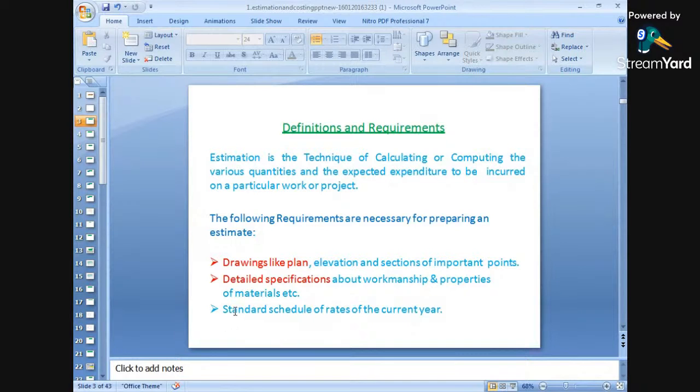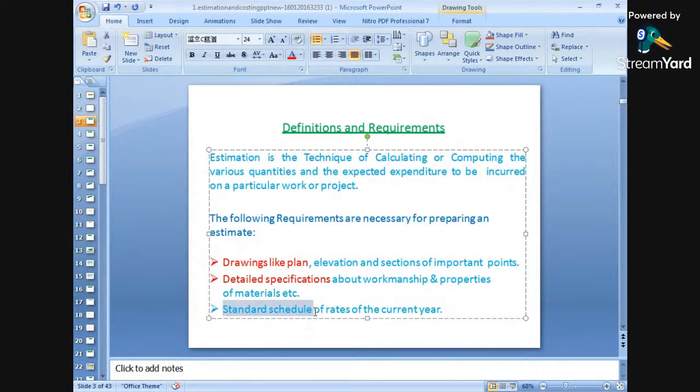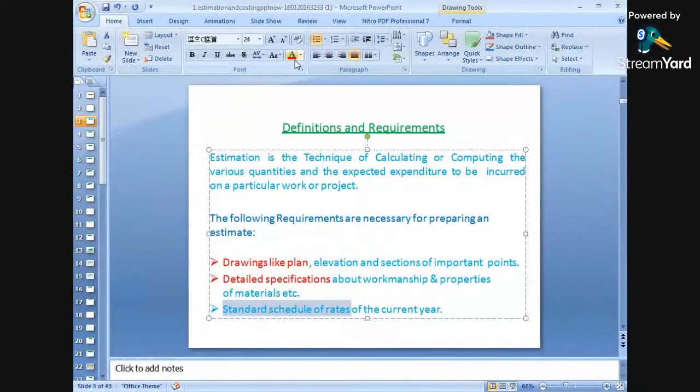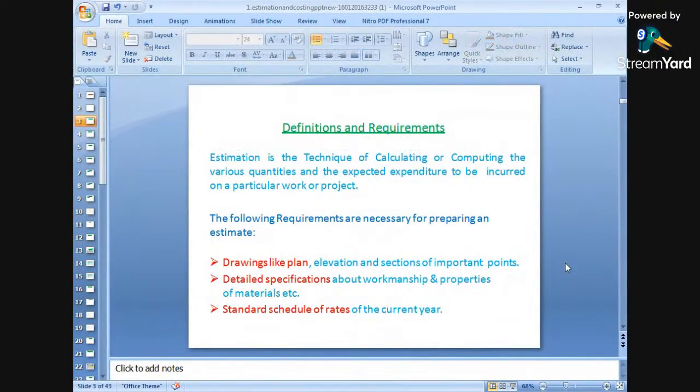Okay. Number three is the standard schedule of rates. That is SSR, standard schedule of rates, which is available with government firms and also with private firms. With the help of the standard rates, we can find out the cost of any item of work. So standard rates are a must in calculating any item of works.